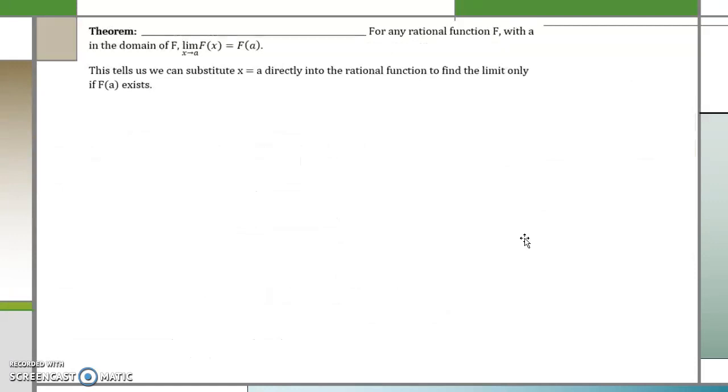Well, then you're probably asking, why don't I just plug it in? That leads us to the theorem. The limits of a rational function: for any rational function f with the domain of f, the limit as x approaches a of the function is f of a itself. This tells us that we can substitute x equal to a directly into the rational function to find the limit, only if it does actually truly exist.